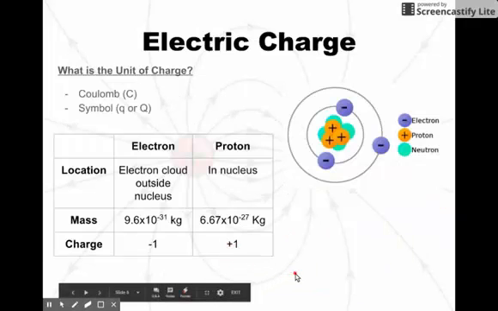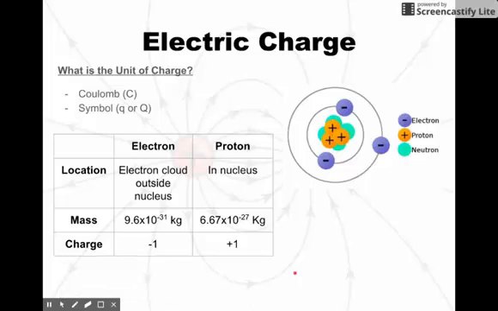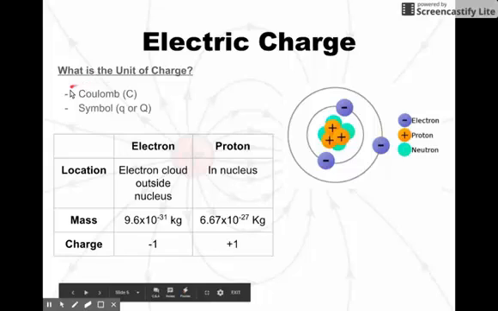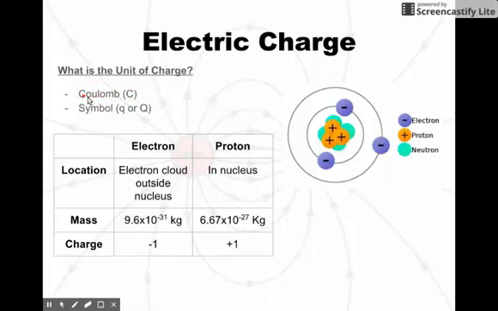So we've talked about electrons. Electricity is the flow of an electron, but where do those electrons come from? Charge, we measure in a unit called a coulomb, named after a scientist, so it's a capital C. In the equation, though, charge is symbolized with a lowercase q or a capital Q. So where does that charge come from? Charge comes from the atoms that make up our objects in our everyday life.